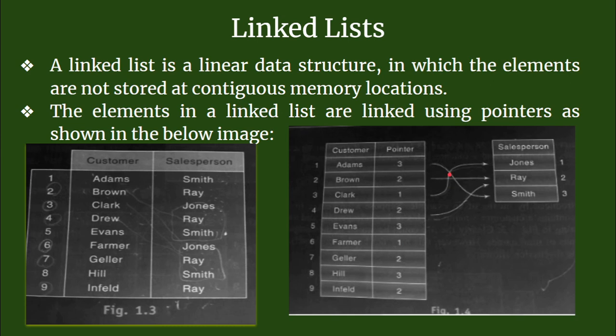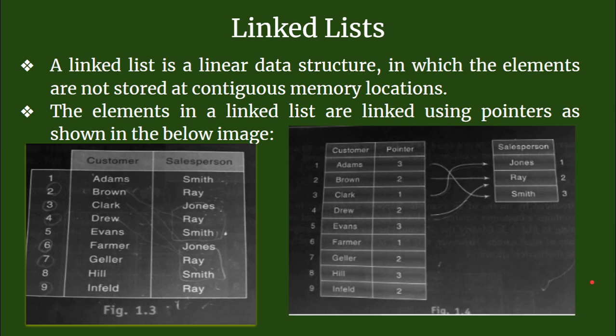Now we can see that Jones is pointed to by the pointer 1, and 2 is pointed directly to Ray, and Smith is pointed to through 3. So the pointers are combined from this, and the connections are made through the pointers. This is one way of representing arrays using the linked list.